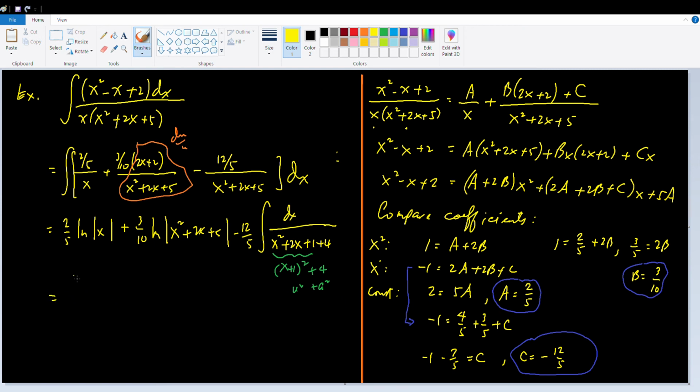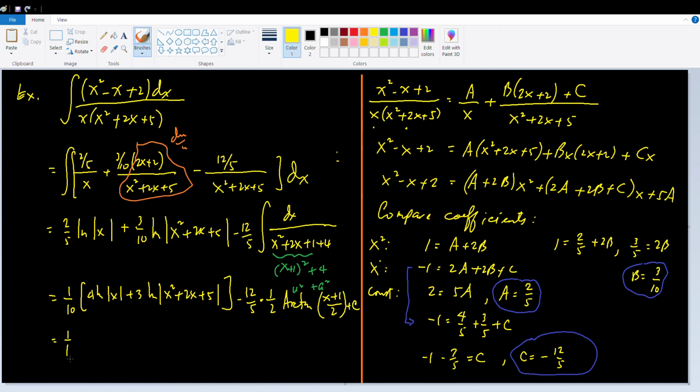So for the first two, I'm factoring 1 over 10. So that will be 4 ln of absolute value of x plus 3 ln of the absolute value of x squared plus 2x plus 5. Okay? Then minus 12 over 5, 1 over a or 1 half, arctangent of x plus 1 all over 2 plus c.